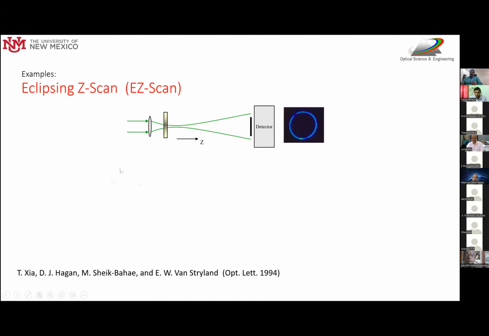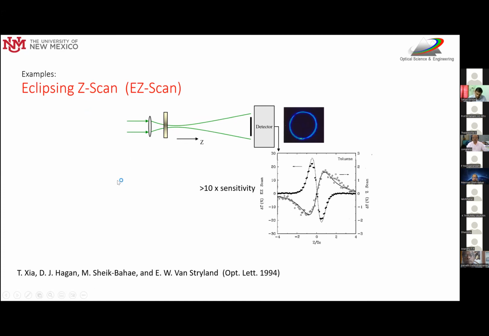And the next thing is, a graduate student when I was at Creol, Tiejun Xia, came up with this idea, which we called eclipsing Z-scan. Rather than putting an aperture here, you can put an obstruction disk here. And that's why we call it eclipsing Z-scan, because what you're measuring here is the spillover of the intensity. And that turns out to be much more sensitive. It's also not absolutely calibratable, but if you want to measure, it has very high sensitivity. It actually has 10 times more sensitivity than regular Z-scan.